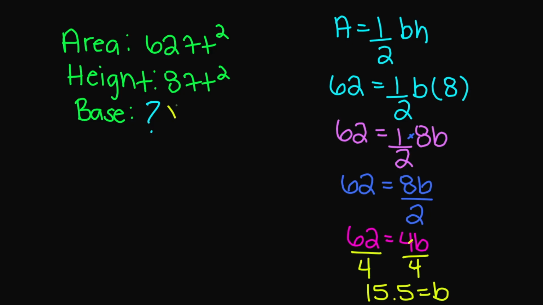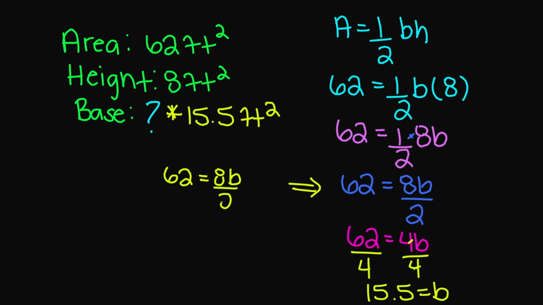So our answer here was 15.5 square feet. And when you get to this step right here, yes, you can solve this a different way. So if you get 62 equals 8B over 2, you can go ahead and just get rid of the 2 in your denominator. If I multiply both sides by 2, it's going to cancel out my 2 here.